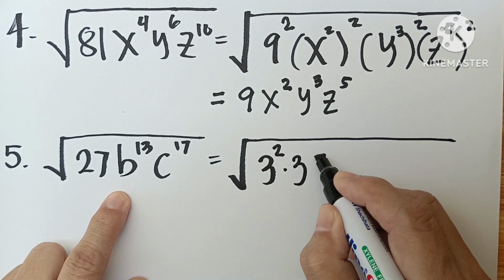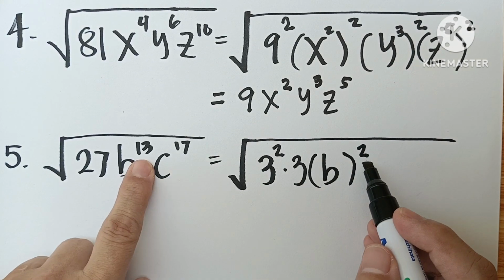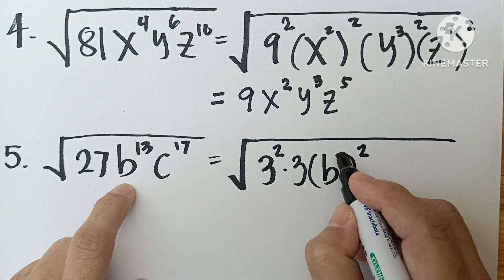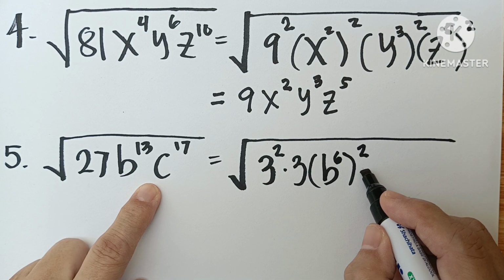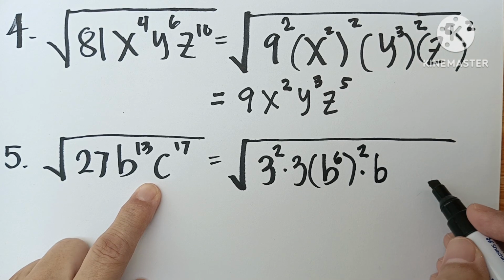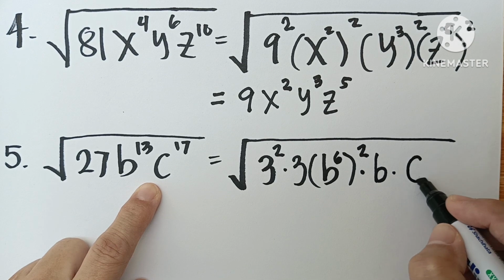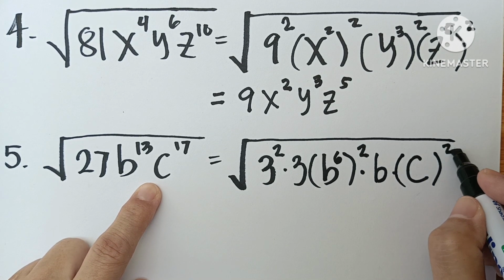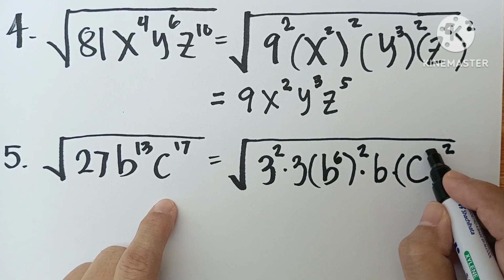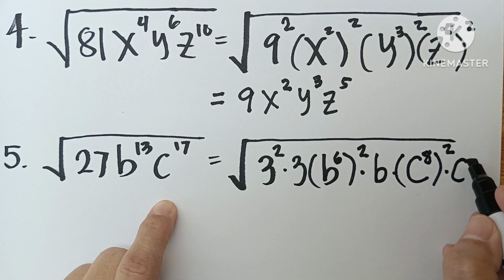Now, for b to the 13, again, we square natin yan. To get m, we divide 13 by 2, which is equal to 6. Now, this time we have a remainder, 1. So, we need to multiply it by b, no? Para maging 13. Okay? Now, for c, again, square natin. And then, to get m, divide 17 by 2, which is 8, with a remainder of 1. So, we have to multiply it by c.